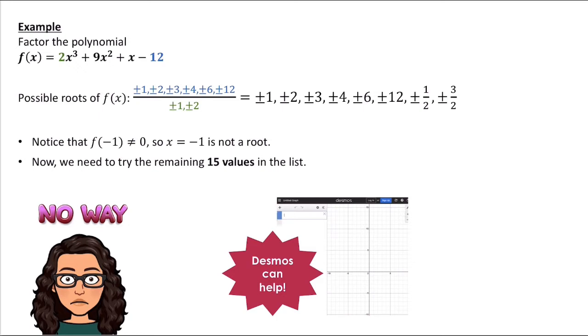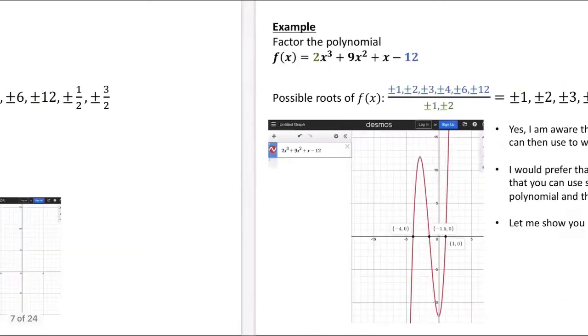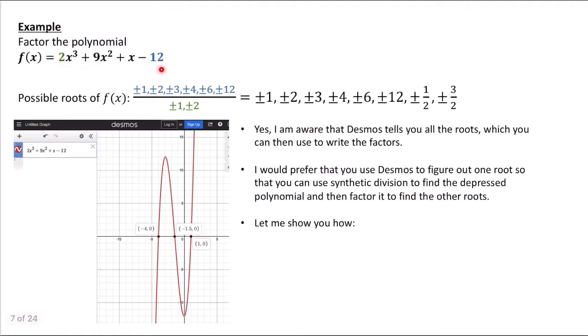Since we have Desmos and we have access to this graphing calculator, we can use it to actually help us out. So what I would suggest doing is entering this into Desmos, okay? And like we've discussed before, remember that the x-intercepts tell you the roots of the polynomial. So yes, I know that you don't have to do any of these extra steps that I'm telling you. You can just type this into Desmos and it will tell you all the roots. However, I do want you to learn synthetic division and how we're going about doing this and finding these factors.